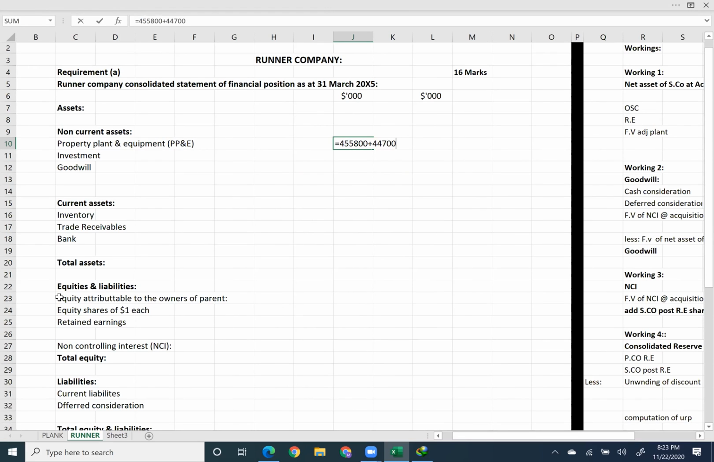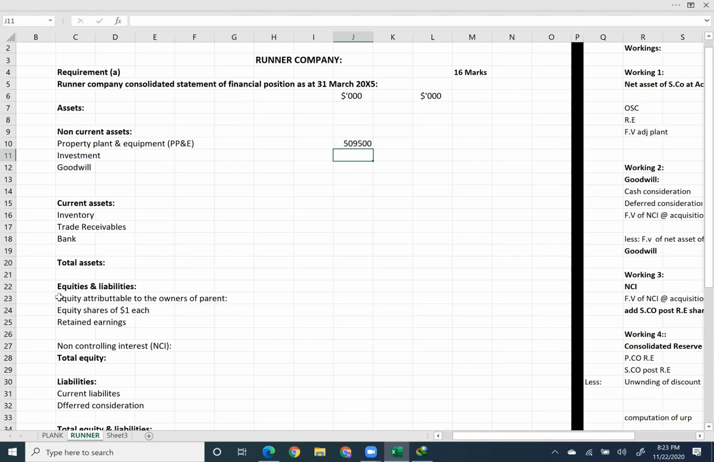And I hope you remember the 9,000 fair value adjustment. You added 9,000 in the reporting date net asset packet. See these three things. Okay, let me press enter. See, it's done. 509,500. It's done. Okay, now the next thing is investment.